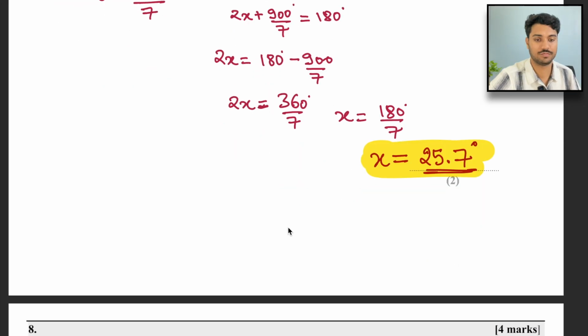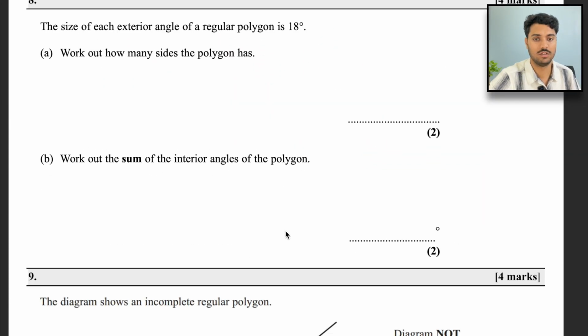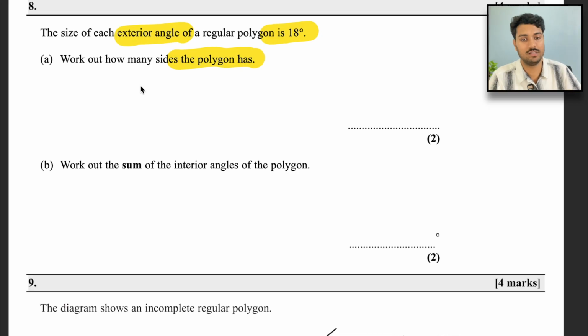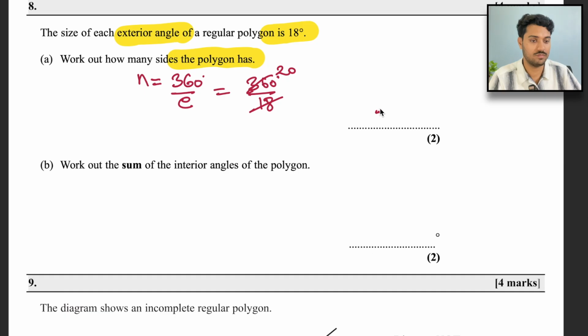Let's move on now. Next question, question number 8. It says the size of each exterior angle of a regular polygon is 18 degrees. Exterior angle is 18 degrees. How many sides does the polygon have? Number of sides is equal to 360 degrees upon E. So 360 degrees divided by 18, 20 times. So 20 sides.